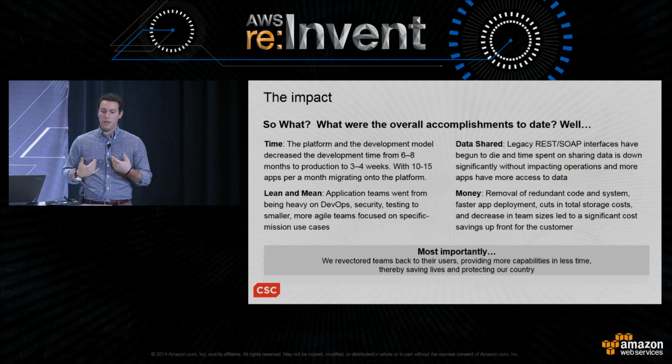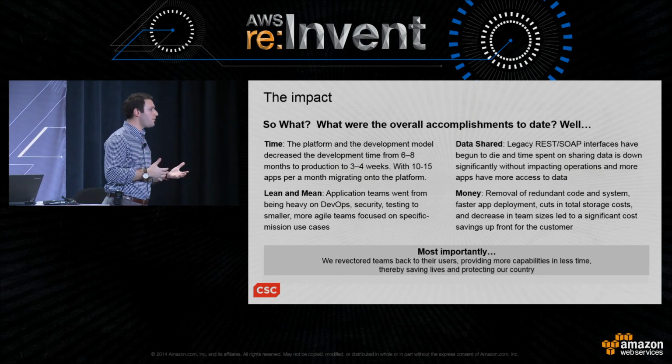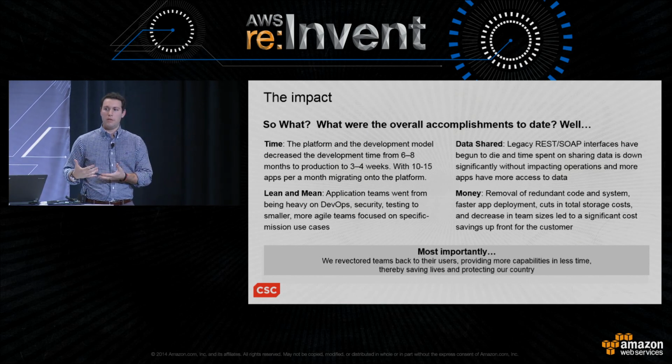But most importantly to me, what I've seen through this transformational process is that now we're getting better capabilities to our warfighters, which is saving lives. We're making better decisions. We're putting people in the right place at the right time, and holistically, that's what it's really about. And Amazon's helping us get there faster and better.